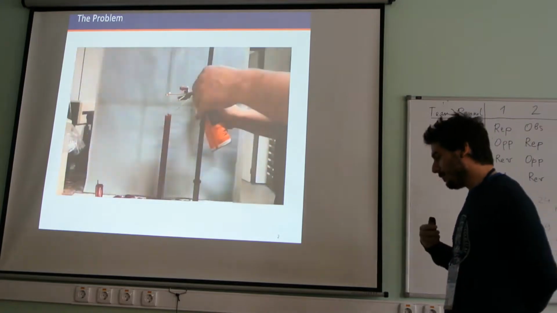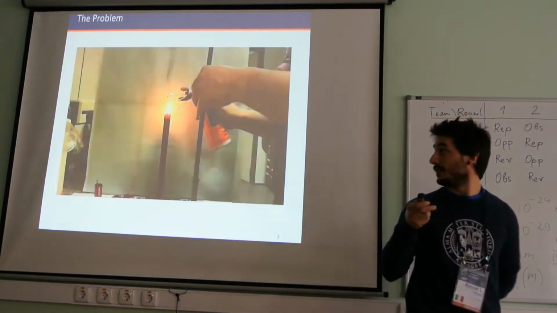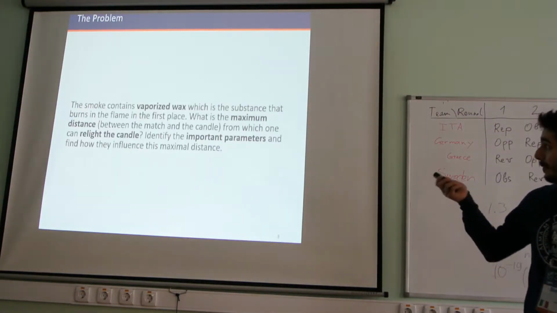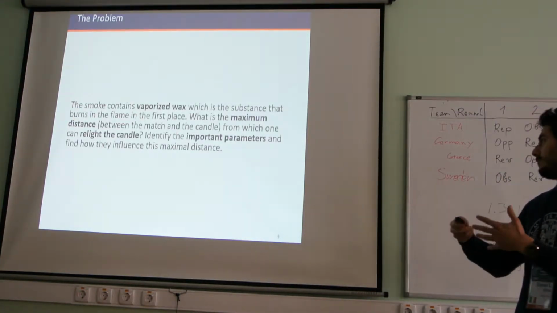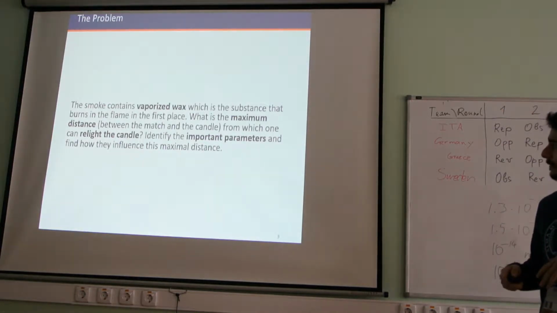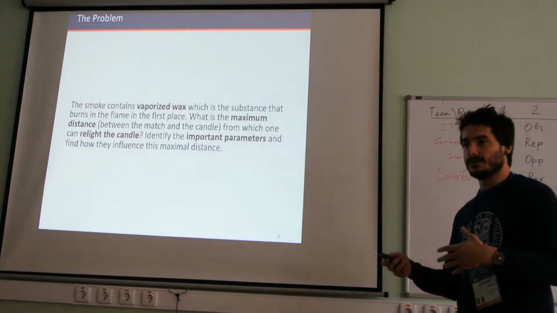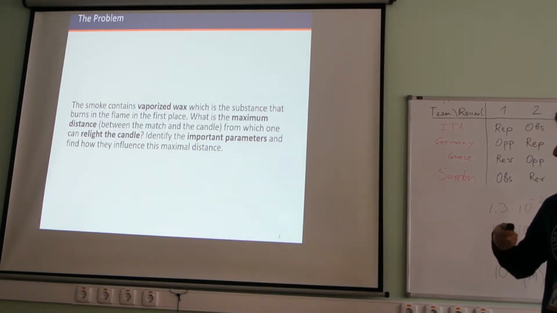As you can see, once you blow out the candle, you can relight it just by lighting the smoke that is produced. And the problem asks us to find the maximum height, the maximum distance for this trick, and how this is affected by the important parameters, so to identify the important parameters for the trick.